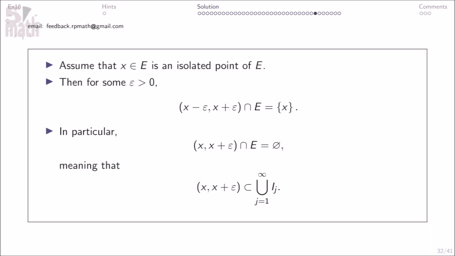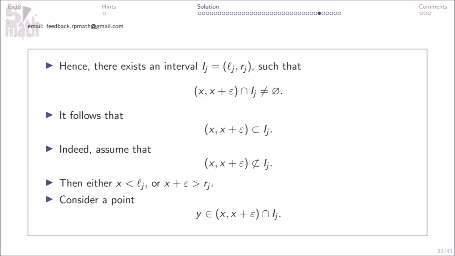Assume that x in E is an isolated point of E. Then for some epsilon greater than 0, this. In particular, this, meaning that this. Hence, there exists an interval I of j equaling this, such that this, it follows that this. Indeed, assume that this, then either x less than L of j, or x plus epsilon greater than I of j. Consider a point this.